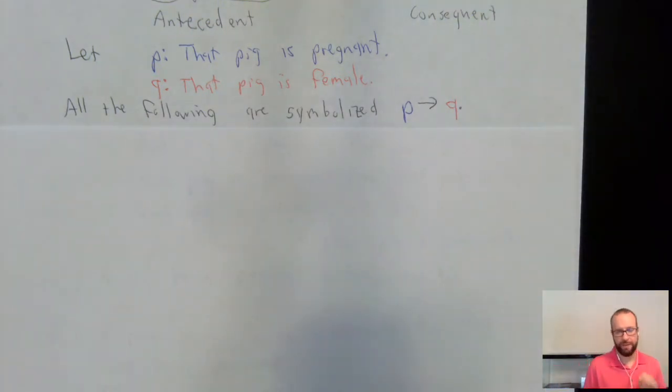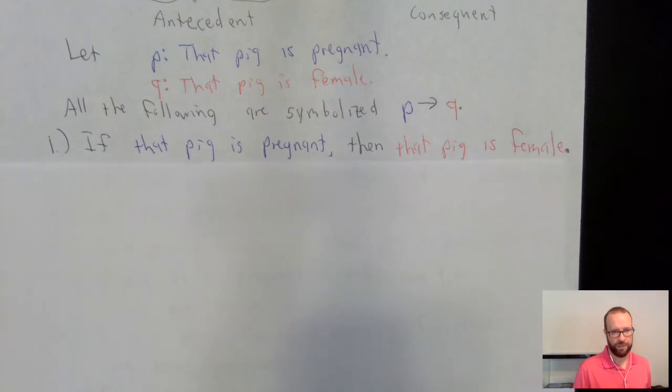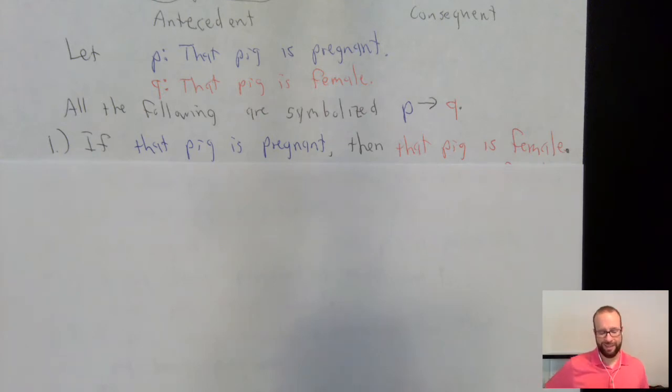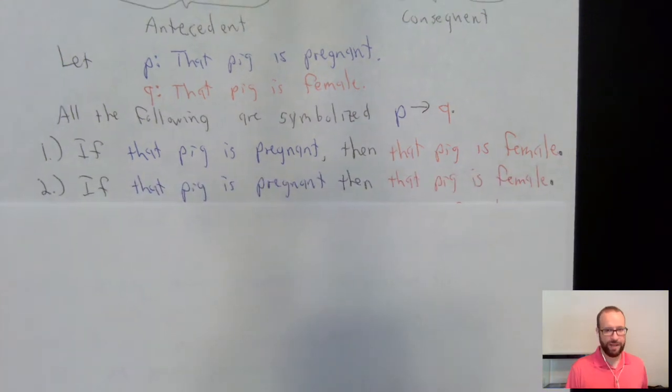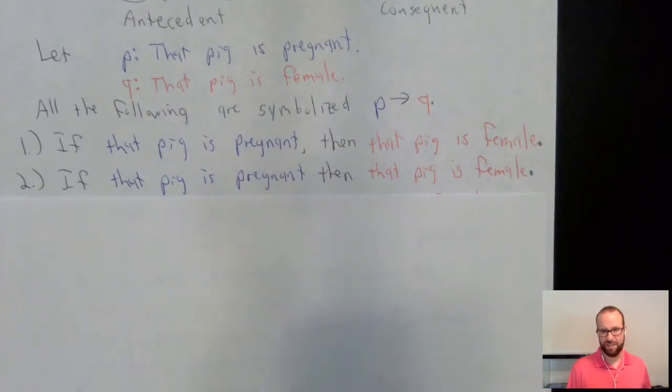In all of them, that pig is pregnant is the antecedent before the arrow, and that pig is female is the consequent after the arrow. So, if that pig is pregnant, then that pig is female. This is our standard construction. Notice the comma in there. We inherit that from the English language. In English, if you write a conditional statement, you put that comma in. That makes it grammatically correct. However, in math, we might need that comma somewhere else to say that something else goes together.